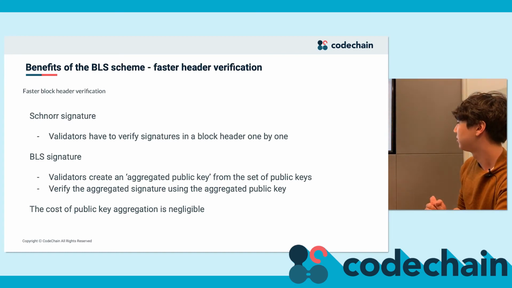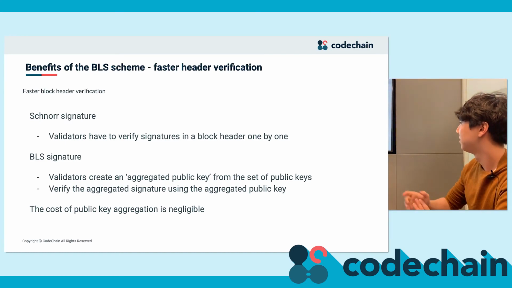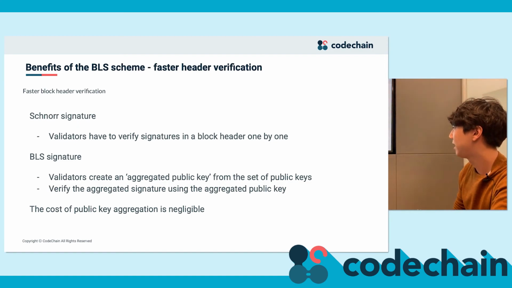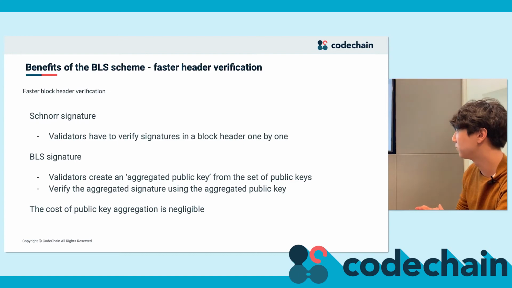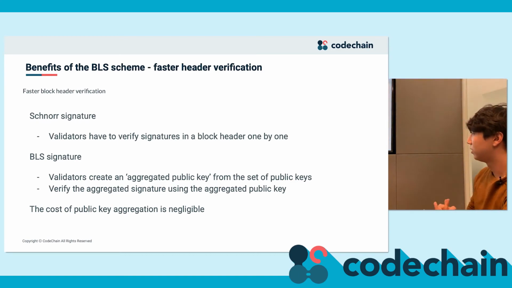The verification can be done as follows. First, nodes can create an aggregate public key from the set of public keys, and then they can verify the aggregated signature using the aggregated public key. Note that the cost of the public key aggregation is negligible, so the cost of verifying an aggregated BLS signature is almost the same as the cost of verifying a single BLS signature.